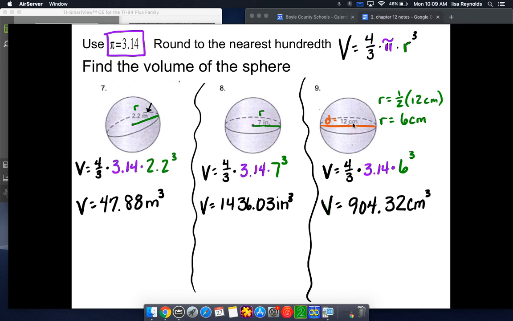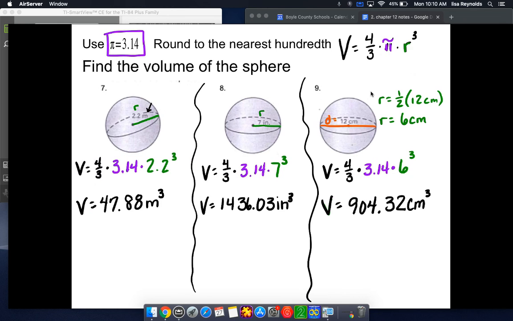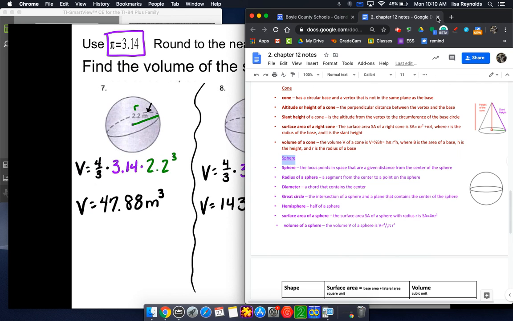So pay attention to which formula you're using, volume or surface area, and make sure that you're always calculating the radius. So most of the time they'll give you the radius. If they give you the diameter, which is all the way across, take half. If they give you the circumference of the great circle, use 2 pi r to solve for r. So make sure you're using the correct formula as you solve these problems.